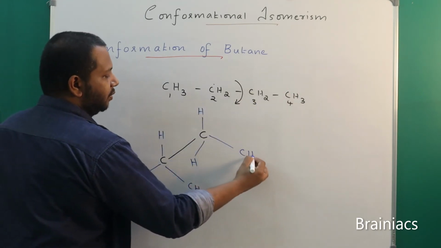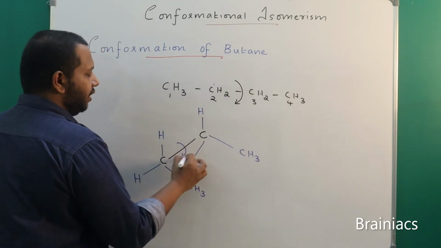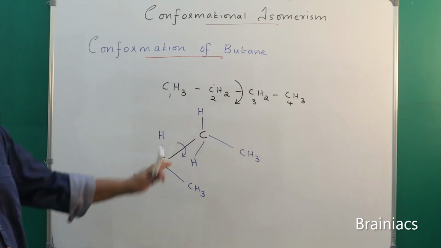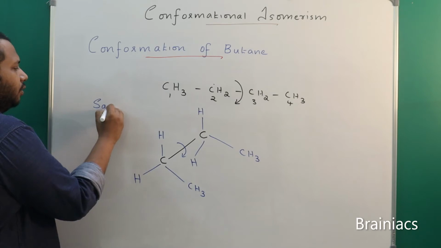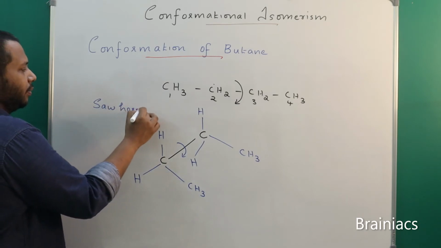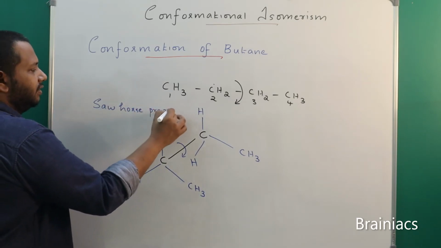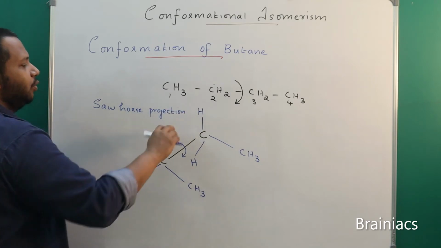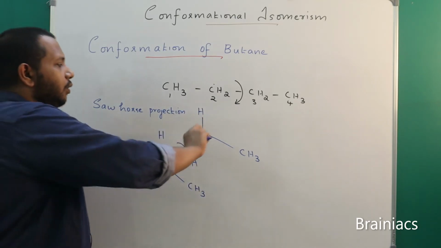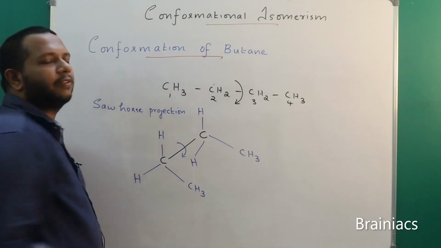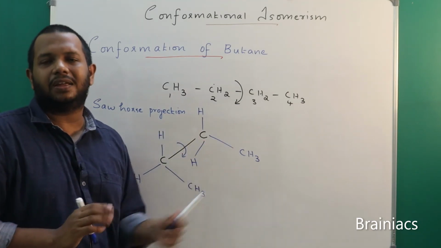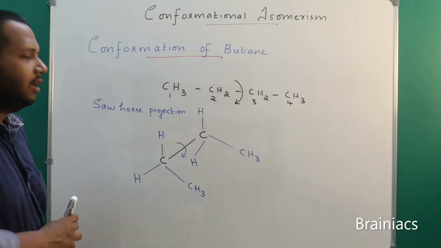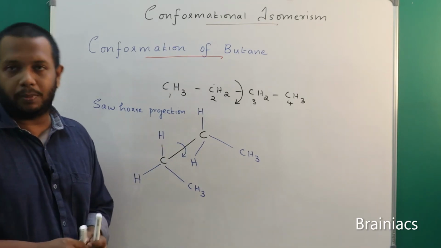So this is the CH3 molecule, and it is rotating about this carbon. This type of representation we have learned already. This is called what actually? Sawhorse projection. But the disadvantage of this method is that whenever you want to draw different conformers, you need to rotate this and draw different figures. And it is not that easy to understand whether it is staggered or eclipsed. So that's why we always go for Newman's projection.